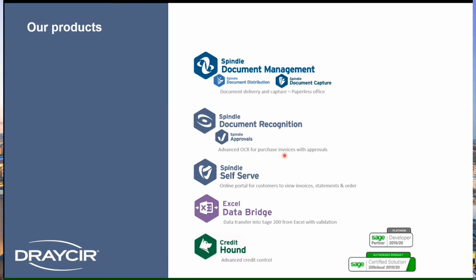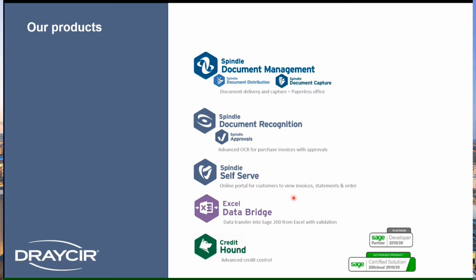We also have a few other modules. So we have a self-serve module that comes with a proof of delivery module. So if you want customers to view their own statements, invoices, place orders on a website for themselves, you can do that. It also comes with a proof of delivery module. So if you have your own drivers, we enable a sign-on-glass technology so you can schedule delivery routes, sign on the glass to say you've received it, and then that proof of delivery is automatically uploaded into Sage 200.